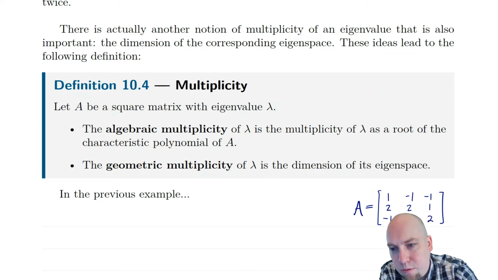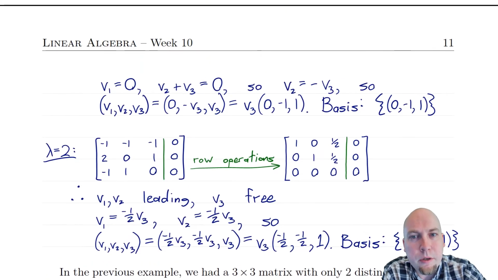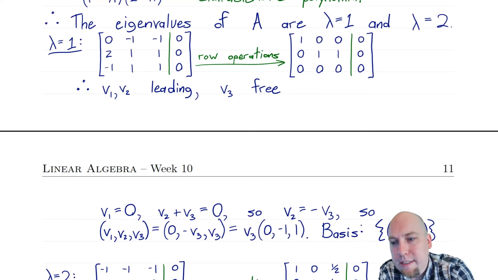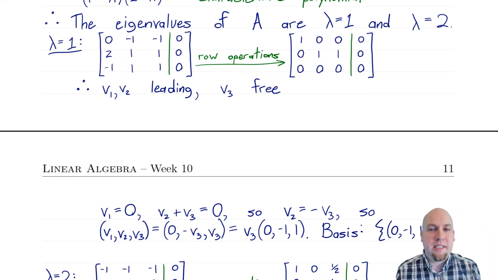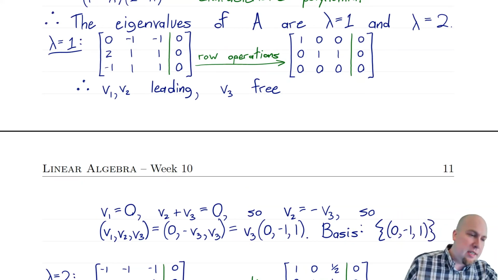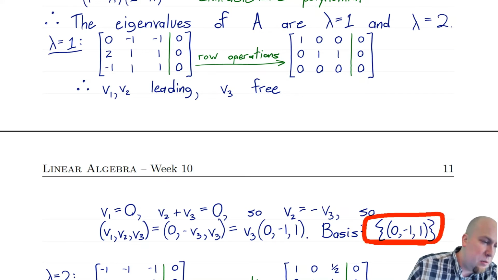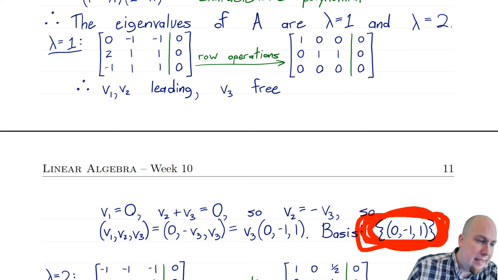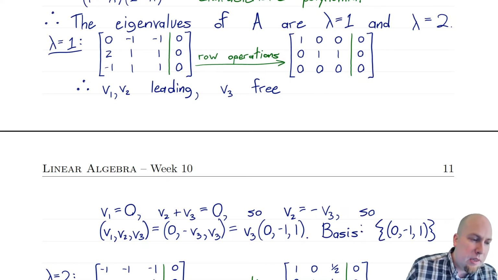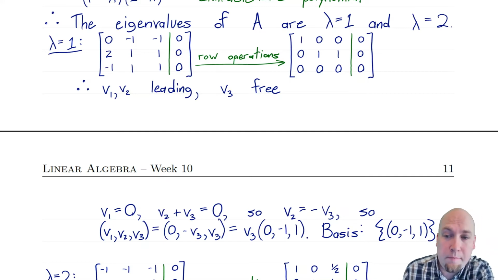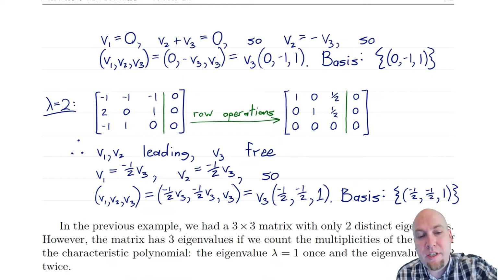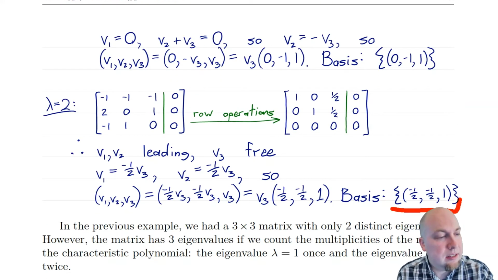Okay, so if I just scroll back up to this example that we just went through, for lambda equals 1, to compute the geometric multiplicity, we just look at this basis of the eigenspace corresponding to lambda equals 1. How many vectors are in that basis? There's exactly one vector in that basis. So that eigenspace is one-dimensional. Geometric multiplicity is 1. Similarly, for lambda equals 2, here's the basis of the corresponding eigenspace.